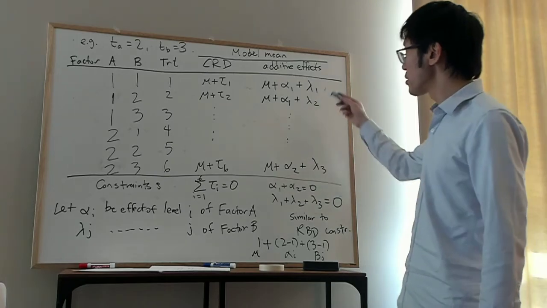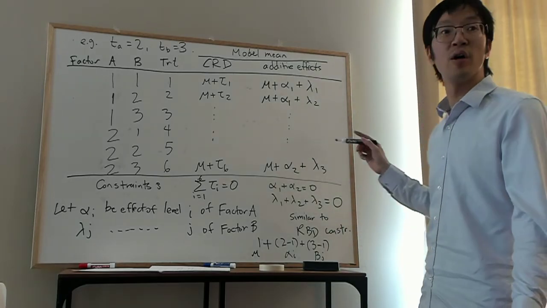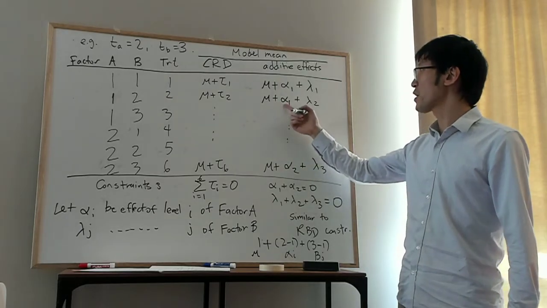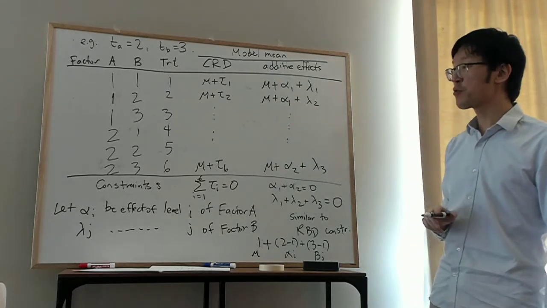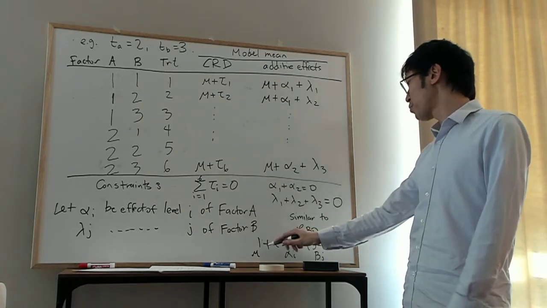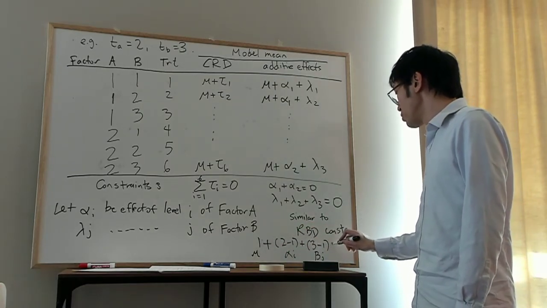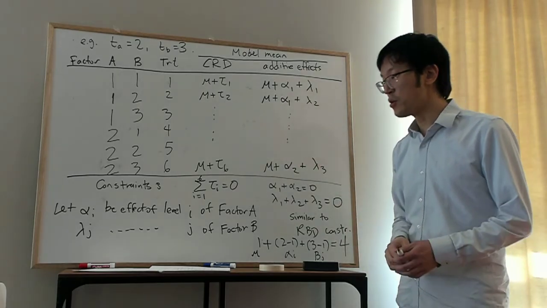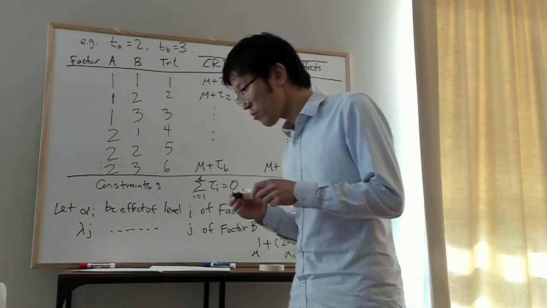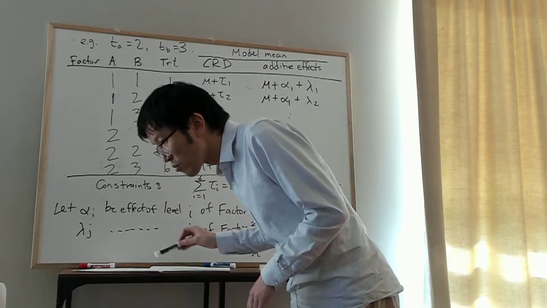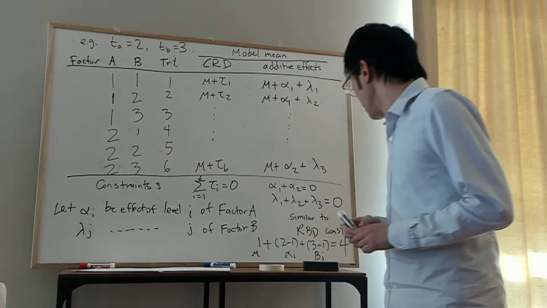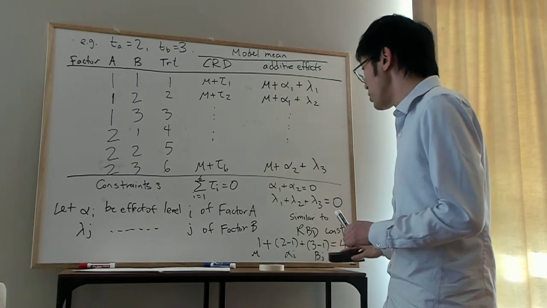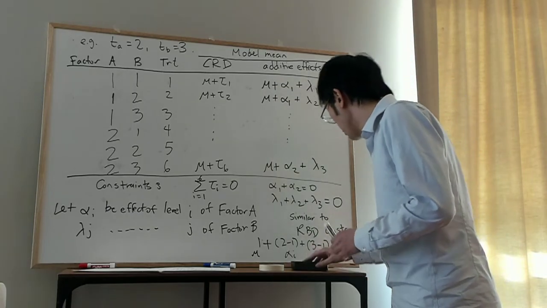So we notice, in terms of the number of free parameters, the additive model, as I said earlier: if you can simply add together the effects of the two factors making up the treatment, you have fewer parameters, because it's just one plus one plus two. So there are four parameters compared to six parameters in the CRD case. I'm sorry, that shouldn't be a beta. That should be a lambda. Thank you.